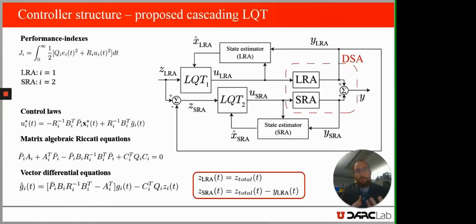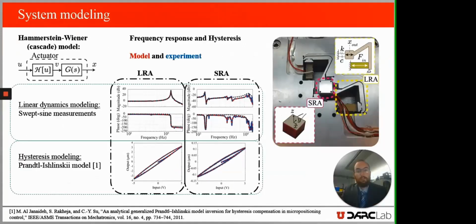I propose to separate the LQT structure between the two actuators so that there's more flexibility in their references. The performance indexes and the resulting control law solutions are the same structure as the standard LQT, but by selecting the LRA reference to be the entire trajectory and the SRA reference to be that residual tracking error, the SRA will explicitly attempt to compensate for that lagging effect that the LRA exhibits.